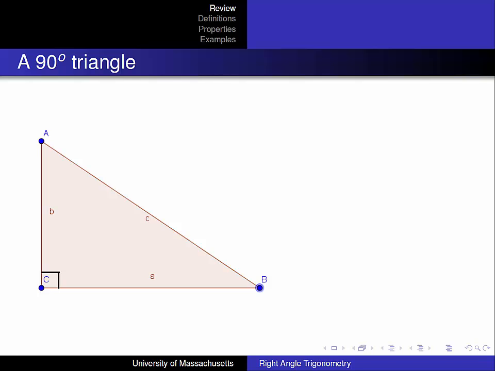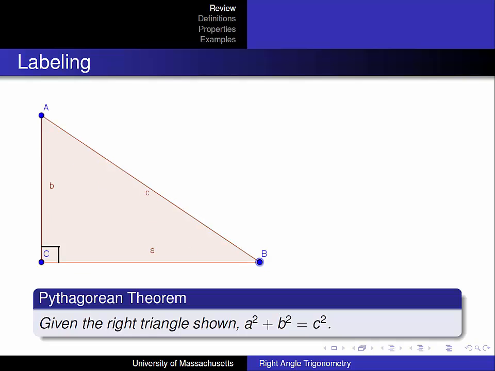Now note that we indicate that an angle is a 90-degree angle or a right angle, such as angle C here, by drawing those two perpendicular lines over that angle. Okay, so given a right-angle triangle, we know that a squared plus b squared equals c squared. So this is called the Pythagorean theorem.